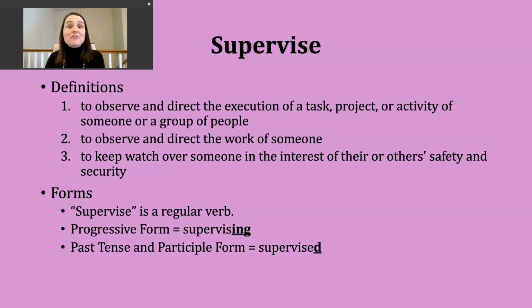You should know that the verb supervise is a regular verb. To form the progressive tense here, what you need to do is drop the E and then add ing to make supervising. The past tense and participle form of this verb can be made by just adding the letter D since this verb already ends in an E.